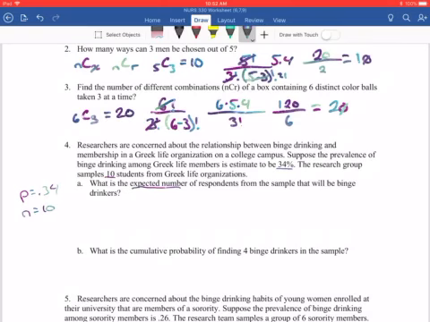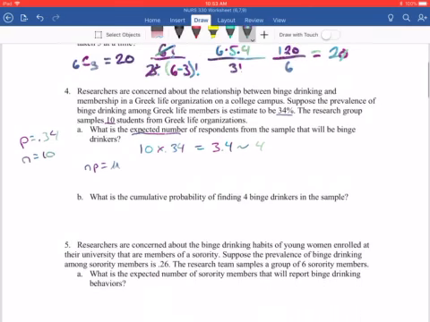Expected number, another way to say average. So all we're going to do here is take 10 times 0.34, right? Because N times P is going to give you your average, mu. So 10 times 0.34 equals 3.4, or you can round up because we can't have a fraction of a person, so we can always round up to the nearest whole person. Here, 4.